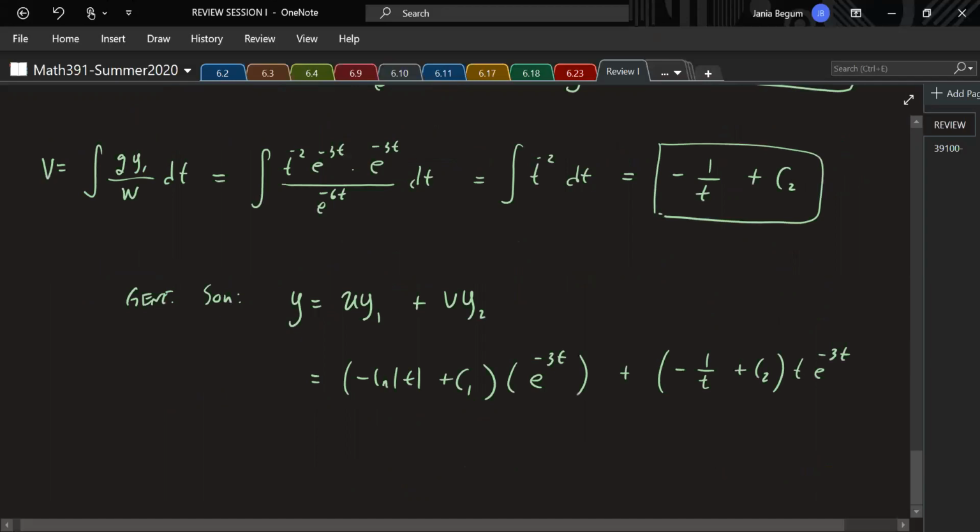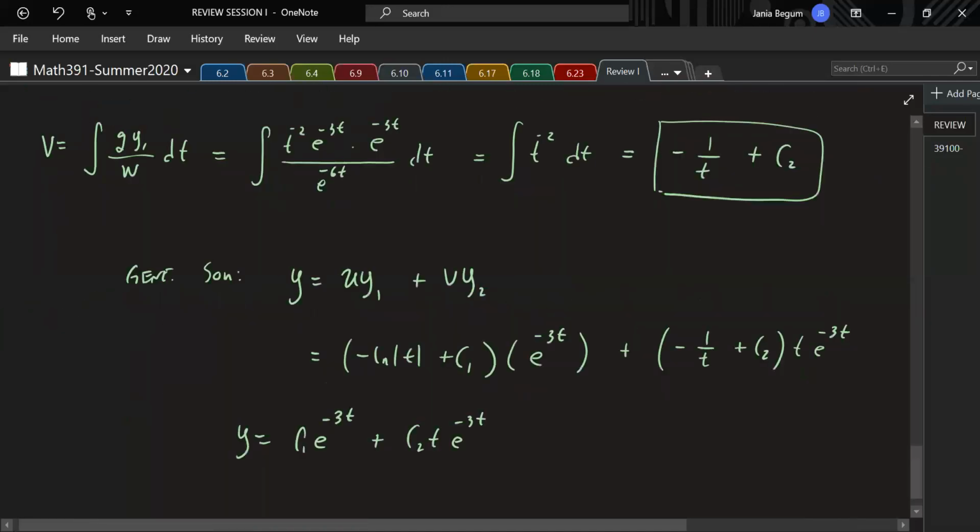And now if you distribute, you have y equals, so let's write down the homogeneous one, which are the ones with c1 and c2. So we have c1 e to the negative 3t plus c2 t e to the negative 3t. That's coming from this one and this one. And the rest we just rewrite. So we have negative ln of t e to the negative 3t. And the last one we have negative e to the negative 3t because t over t is just 1.